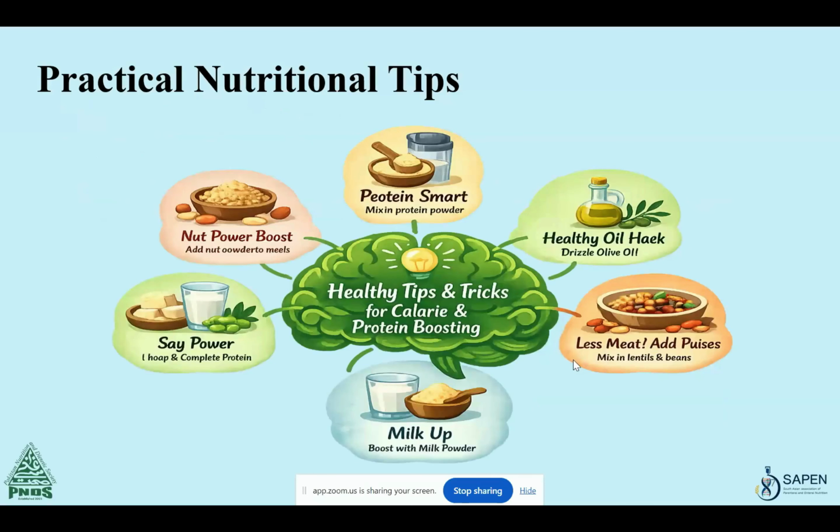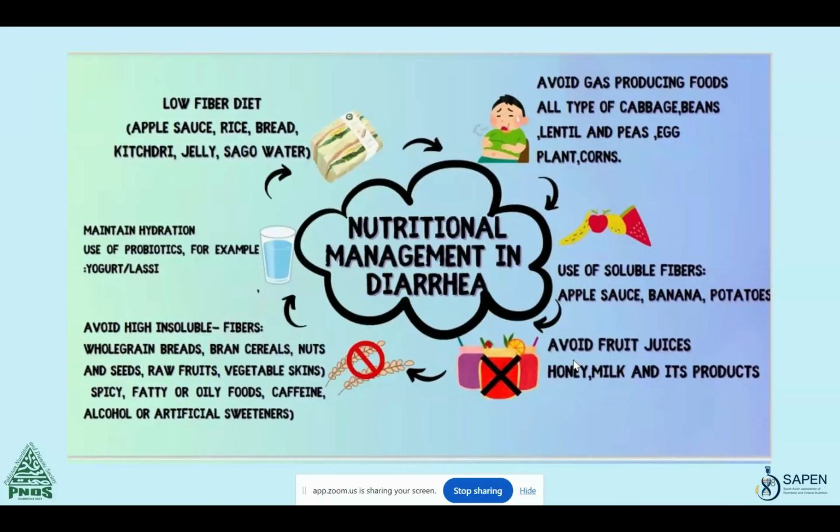There are some practical nutrition tips. The first one is to boost the meal with milk powder. We can add soya powder, or protein add-ons. Nut powder can also be added. Protein powder can also be added up to the tolerance. Healthy oils can be drizzled over the food, and less meat, and mix in lentils and beans as per the tolerance of the patients. Patients often go through diarrhea, so all the dietary management related to diarrhea should be incorporated.